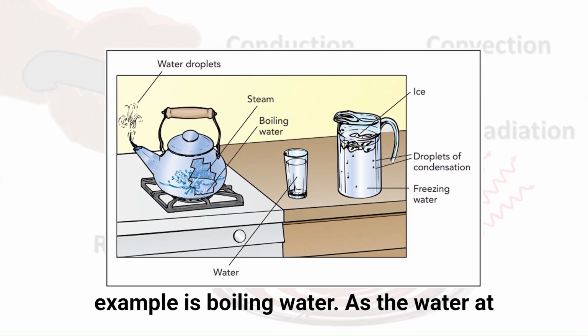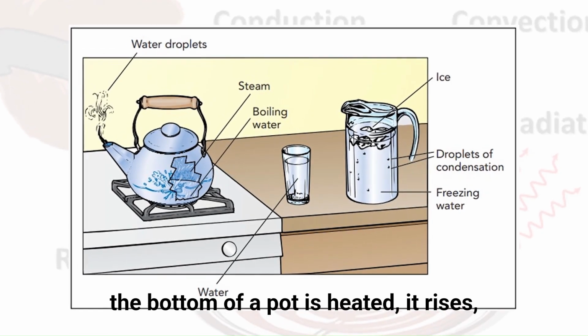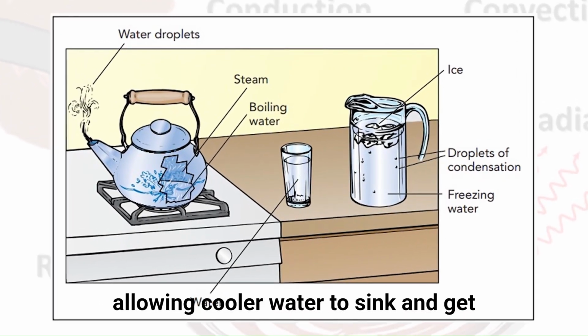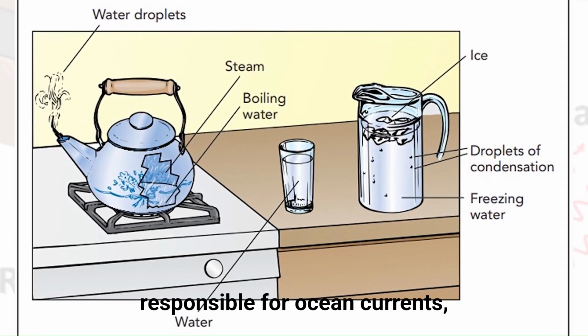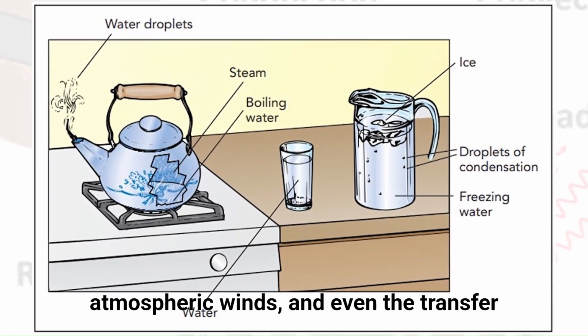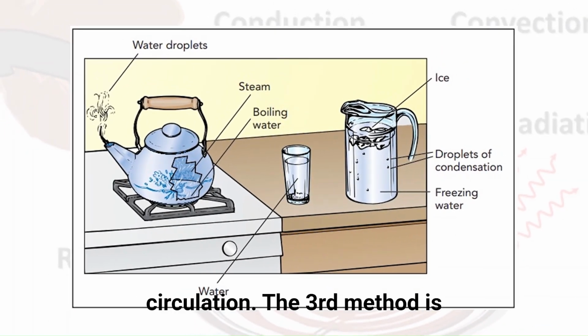A common example is boiling water. As the water at the bottom of a pot is heated, it rises, allowing cooler water to sink and get heated in turn. This mechanism is responsible for ocean currents, atmospheric winds, and even the transfer of heat in our own bodies through blood circulation.